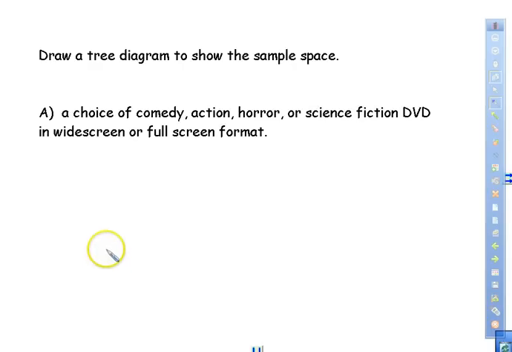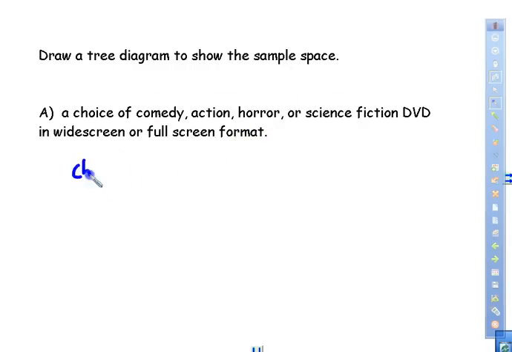Now a tree diagram, again, you're going to look at the choices, and it says a choice of comedy, action, horror, or science fiction DVD. And then the second option is whether you're going to watch it in widescreen or full screen format. So I have 1, 2, 3, 4 different options.